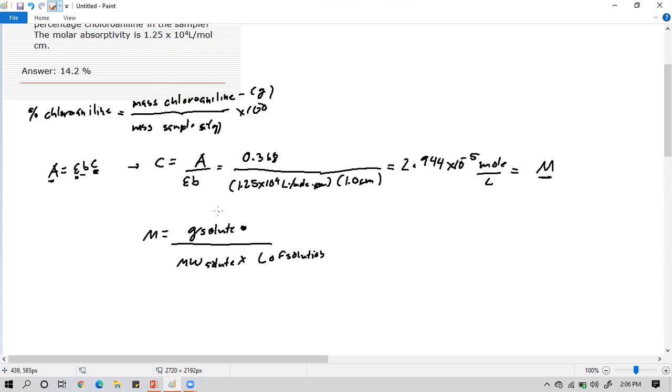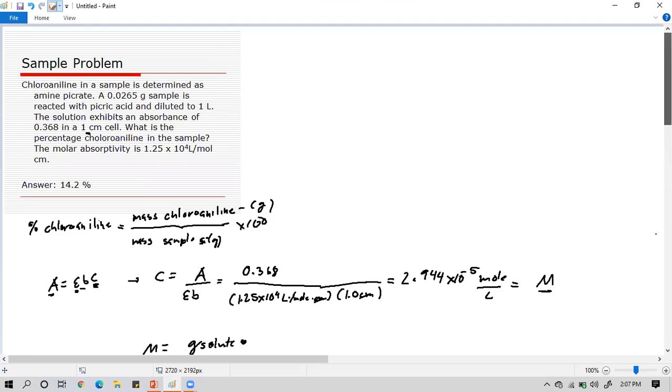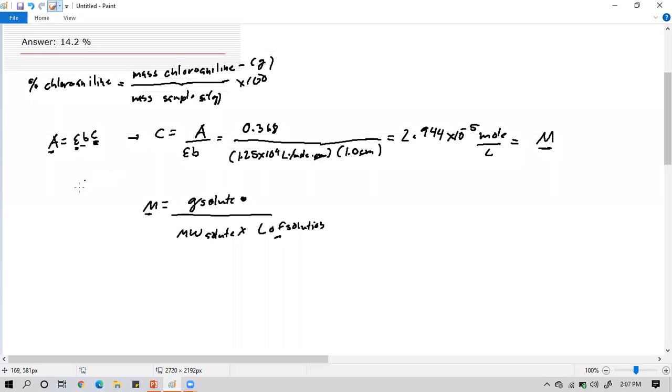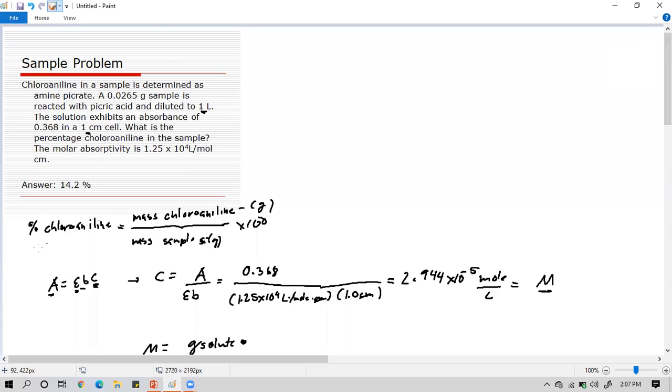Pero paano natin ma-determine yan? Okay, meron tayong molarity, meron tayong liter of solution. Sir, nasan po yung liter of solution? The liter of solution is 1 liter, so 1 na siya. Okay, and then ang missing variable value natin dito is the molecular weight of the solute. Okay, ano ba yung solute natin, guys? Ang solute natin is the chloroaniline. Sir, what is the molecular formula of our chloroaniline? Now, kung babalik tayo sa ating organic chemistry, chloroaniline has a structure like this. Suppose that ito ay nasa ortho position.